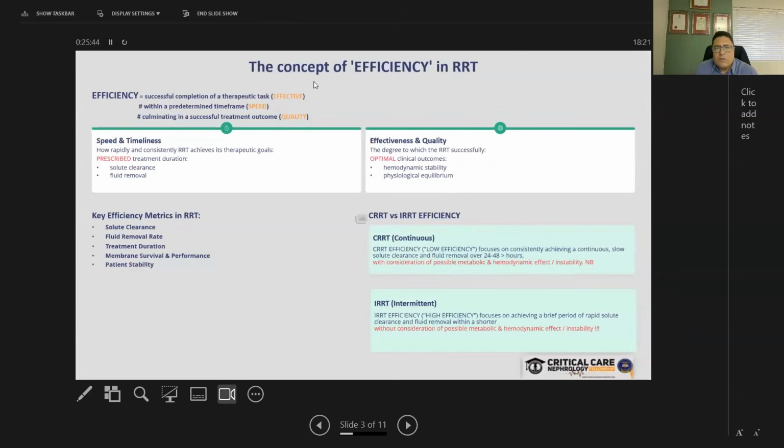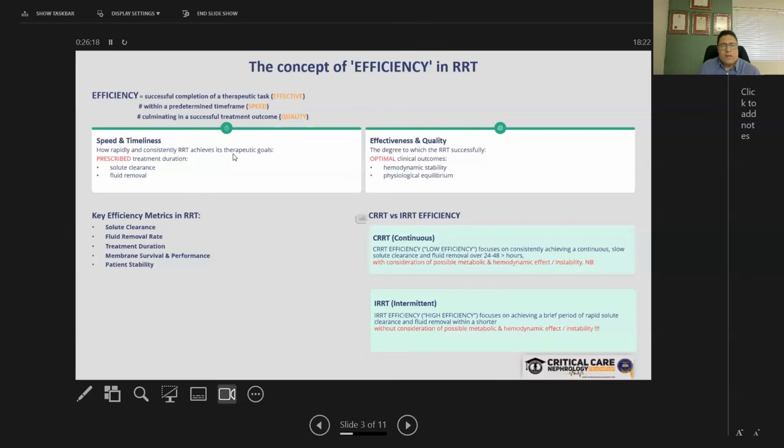Now let's look at this concept of efficiency. Efficiency in renal replacement really means that you aim for a successful completion of a therapeutic task, and that speaks about effectivity. We also want to complete this therapeutic task within a predetermined time frame, and therefore you have to think about how fast, or the speed with which, you do your therapy. And ultimately, we want to achieve our clinical outcomes, which dictates the quality.